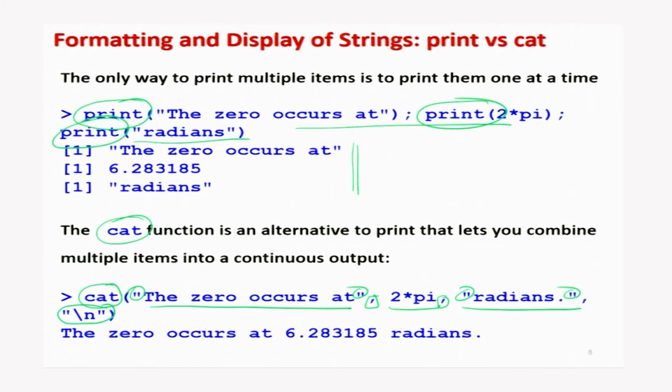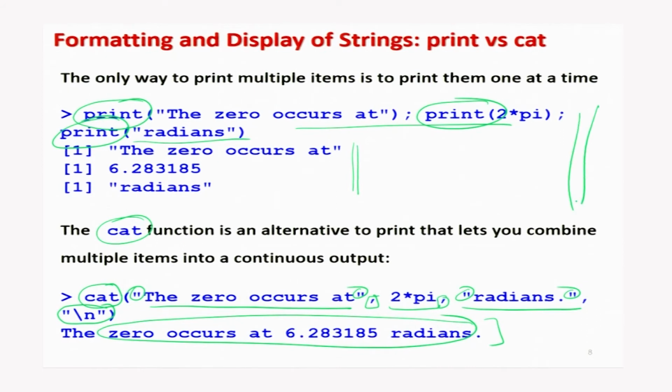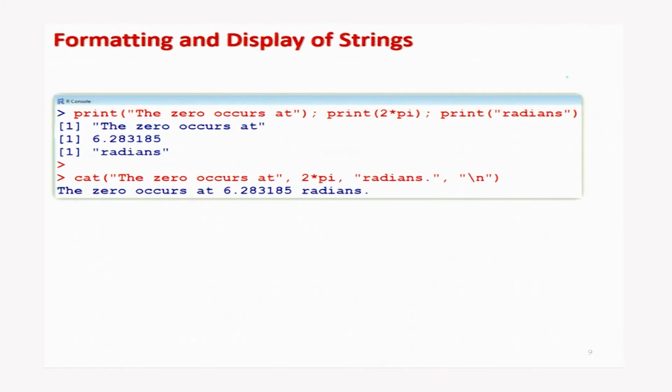If you execute it in the R software, it will look like this. The 0 occurs at this 6.283185 radians. So exactly this is what you wanted. But when you use the print command, it gave you this type of outcome. So this is the difference between print and cat. Print and cat both are doing the same thing, but the way in which they operate is different, right?